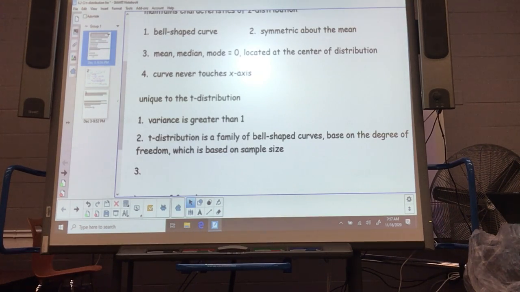The T distribution is a family of bell-shaped curves based on the degree of freedom, which is based on the sample size.